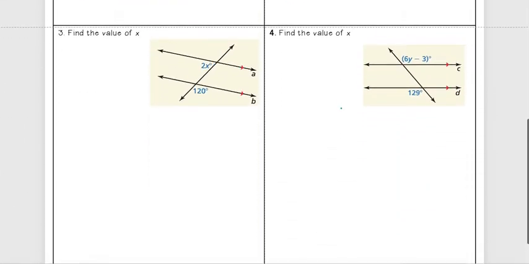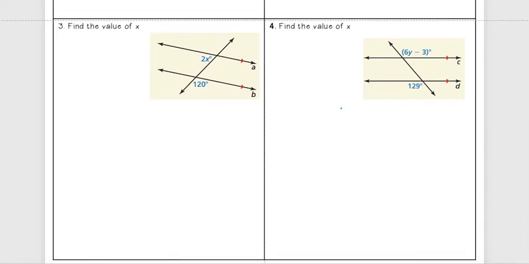Okay, let's look at a few others. So for number 3, I see I have two angles here. However, I don't have a relation with those in the spots that they're at. They're not alternate interior because 120 is on the outside, or exterior because 2x is on the inside. They're not in corresponding spots. This one's in the bottom left corner, or this one's on the bottom right corner. And they're not consecutive interior. But I do know that these two are vertical angles.